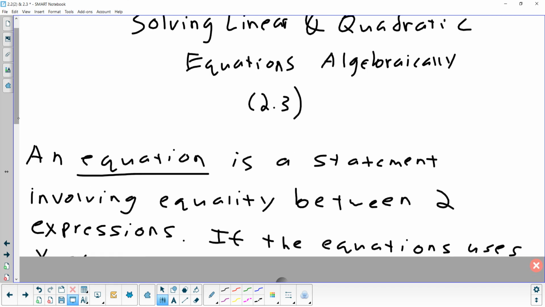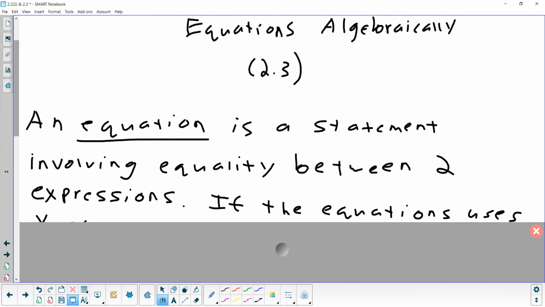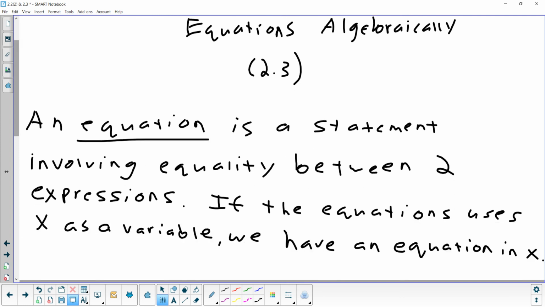An equation is when you have an equal sign between two expressions. They can be numerical expressions, meaning there's no letters, or they could be algebraic expressions, meaning there are letters. But an equation is when you put an equal sign between two expressions. If your equation, say, uses the variable x, you could say you have an equation in x. That just means you have an equation that uses the letter x.